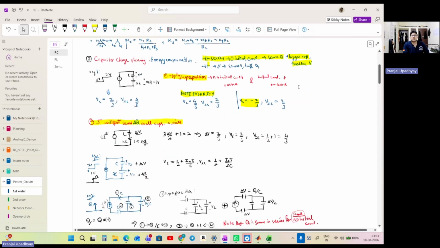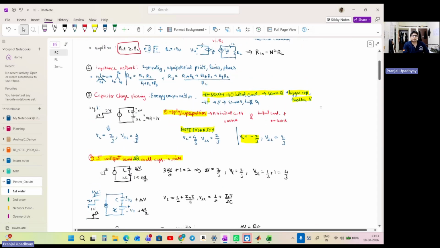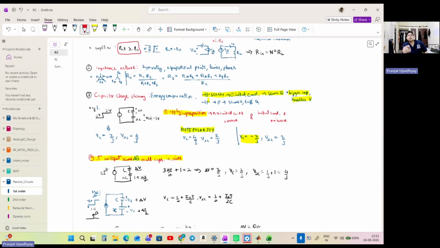Let us go to the main topic of interest, which is capacitive circuits. In all our first order analysis, which basically deals with capacitors, the main idea is energy conservation and charge sharing. Energy conservation means that you can't destroy or create energy out of nowhere, and charge sharing means that in the overall system, the charge will be conserved.